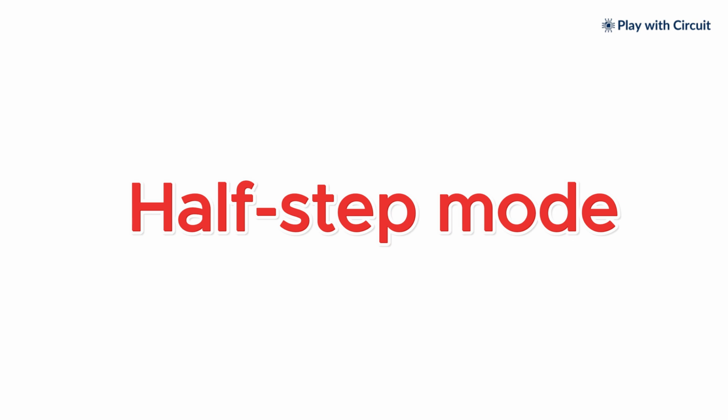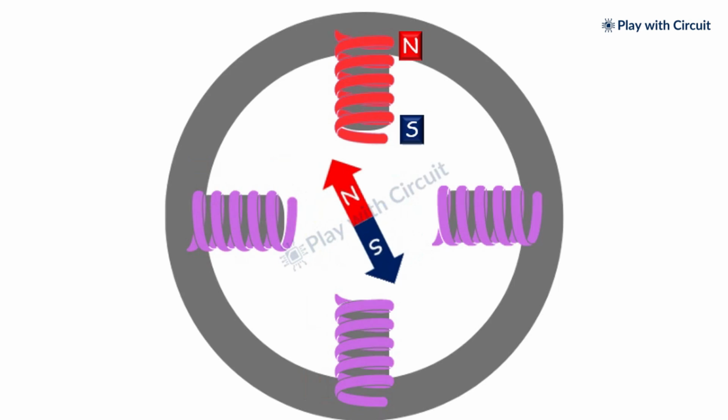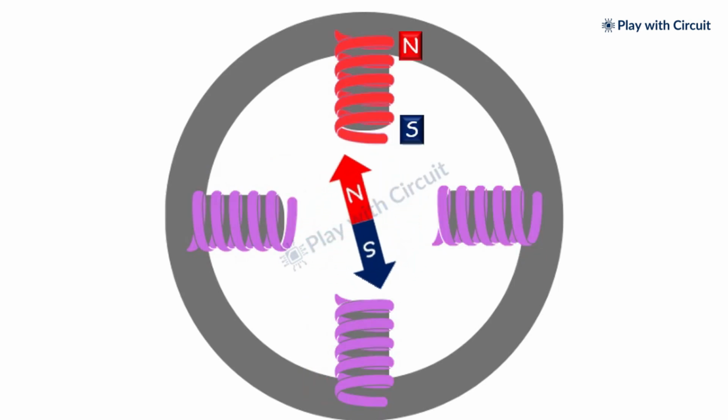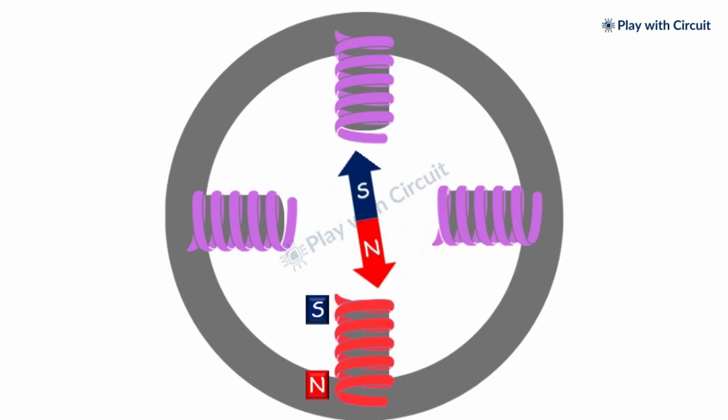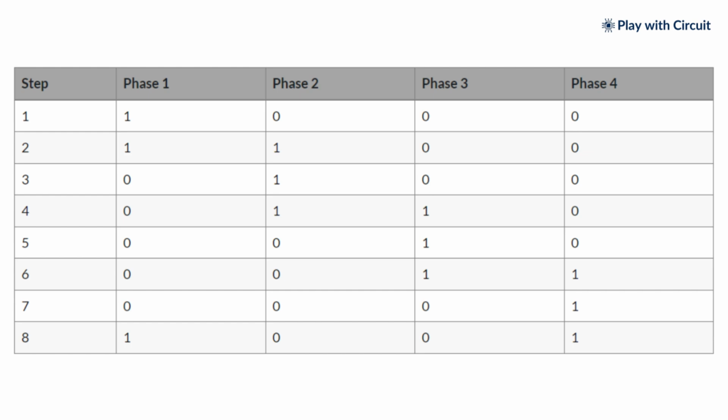Third method is half step mode. In this mode, the motor takes half the size of the step as compared to the full step mode. So the number of steps per rotation is doubled. Thus, in one rotation, the motor takes 4096 steps. In this mode, the coils are energized in such a way that first one coil is activated at a time and two coils are activated simultaneously, as you can see here.